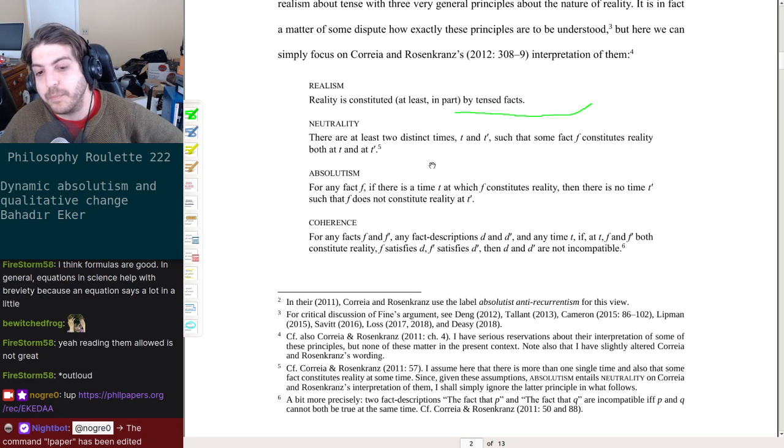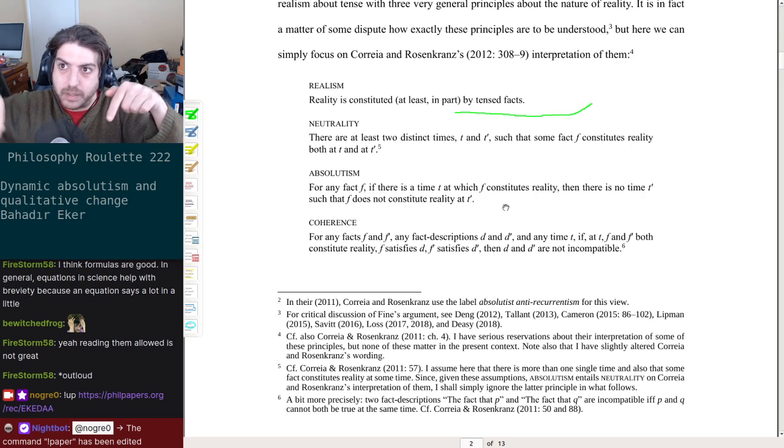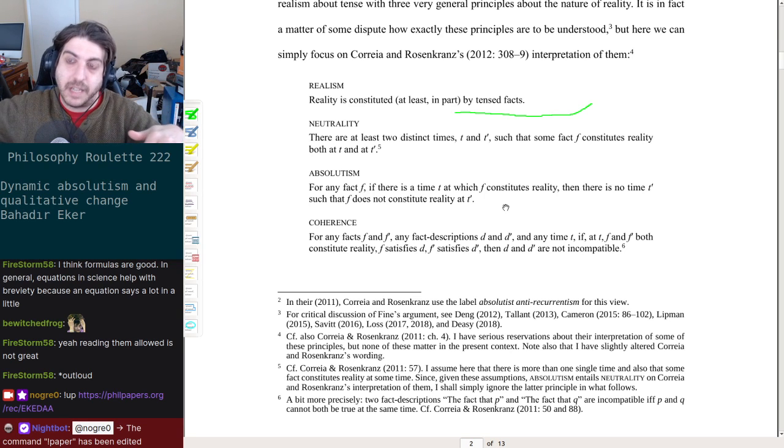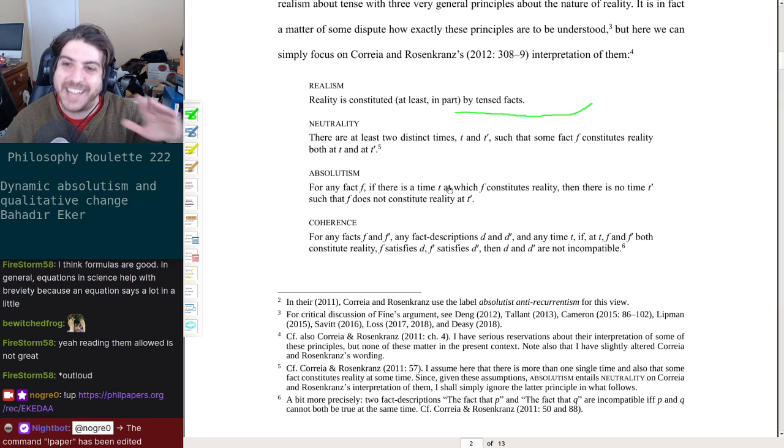Continuing. Absolutism. For any fact f, if there is a time t at which f constitutes reality, then there is no time t prime such that f does not constitute reality at t prime. So that means if it's snowing now, anytime later in the past or whatever else, it doesn't matter. It's still snowing now. If it's snowing now, it's snowing now. If it's not snowing later, that has nothing to do with whether it's snowing now. So that's an absolute thing.